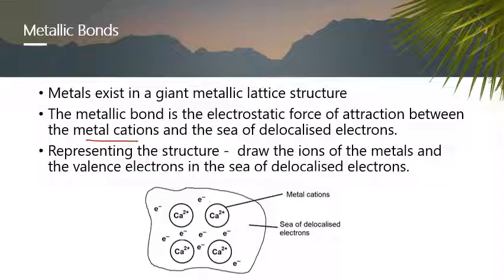So how do we represent the structure of metallic bonds when we draw them? Well, first of all, we draw the metal cations in a regular arrangement. In this case, I've drawn Ca2+, I draw 4 of it, and then I draw the sea of delocalized electrons and label it. Since I have 4 Ca2+, I should have 8 electrons, which are drawn here. Notice the electrons are not drawn in regular arrangement, but the cations are.